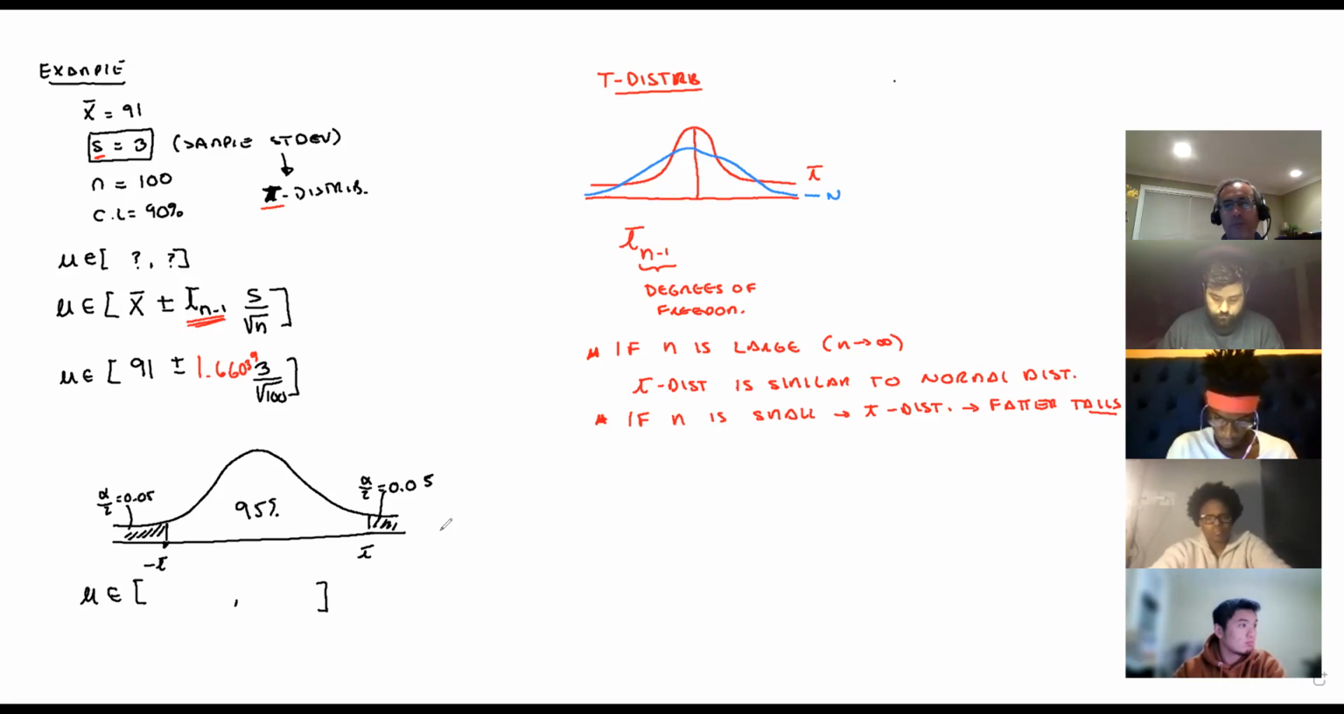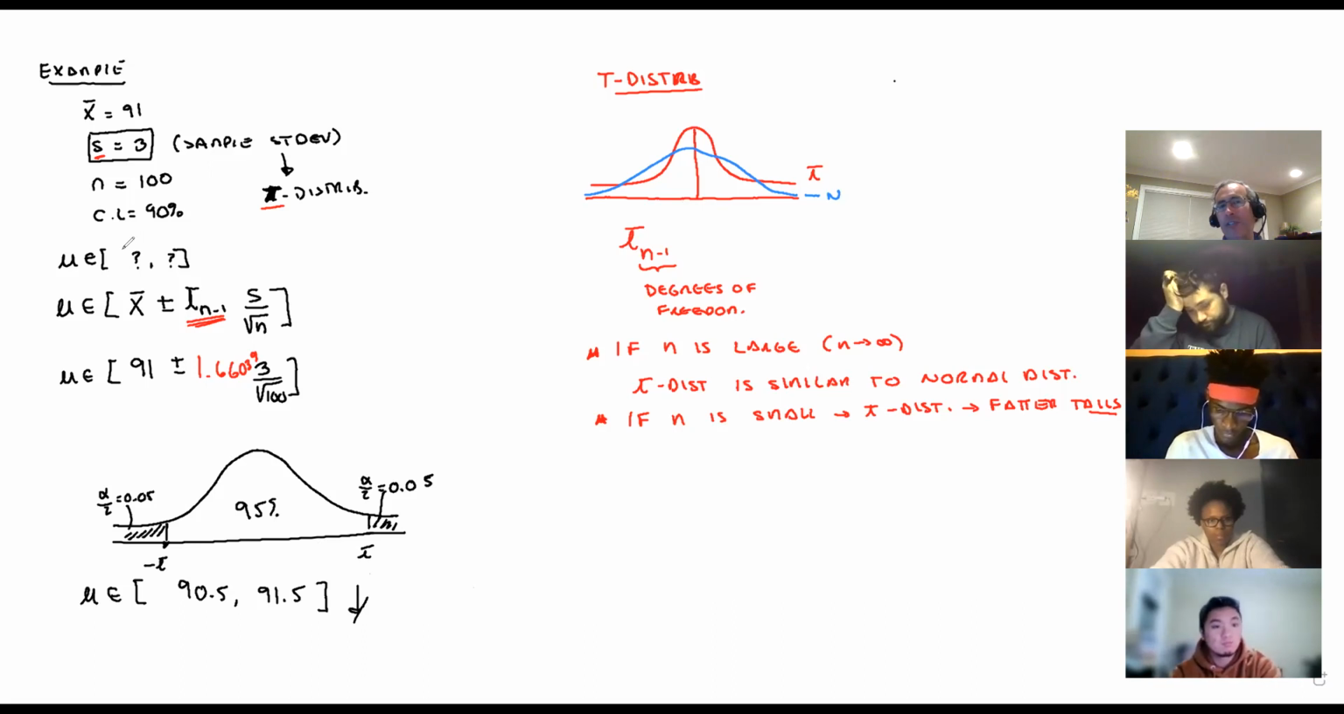Someone? Between what and what? 90.5 and 91.5. Someone to confirm? Yep, confirm. So basically a 90% confidence level, my population mean is going to be between 90.5 and 91.5. Got it?